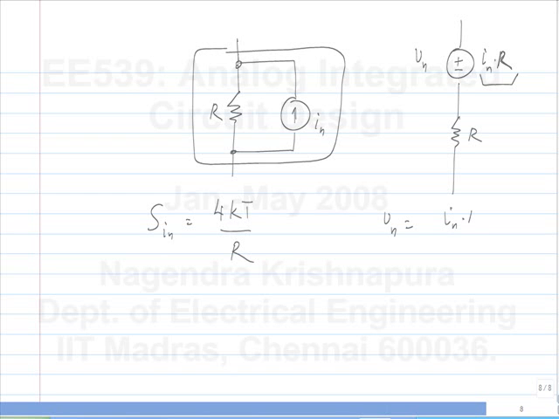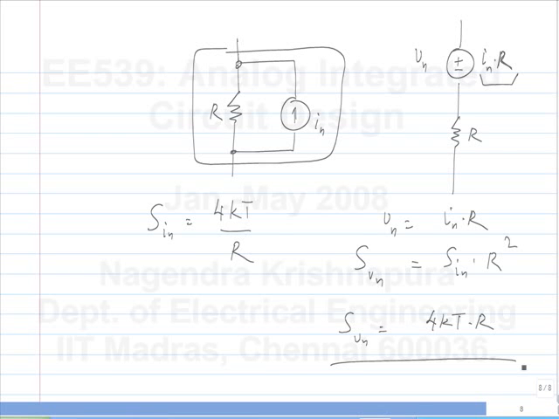Vn is IN times R. This is just from transforming the parallel current source and a resistor to a series voltage source and resistor. This, from what we discussed just in the previous few minutes, is S IN times R square, which gives the spectral density multiplied by R square. So S Vn is 4 kT times R.